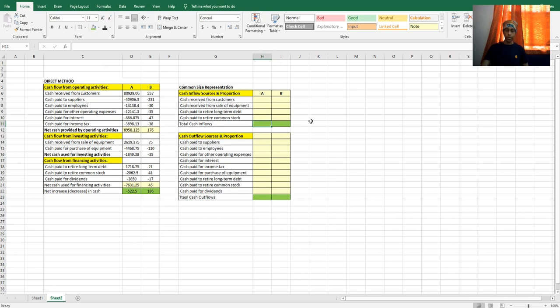First, let us find out the total inflows for A. For A, the total inflows are 80929, 2619, and from cash paid to retire long-term debt and common stock, it's negative, so this will be 0, 0. So this is equal to this cash received from customers and cash received from sale of equipment. Rest is 0, 0.